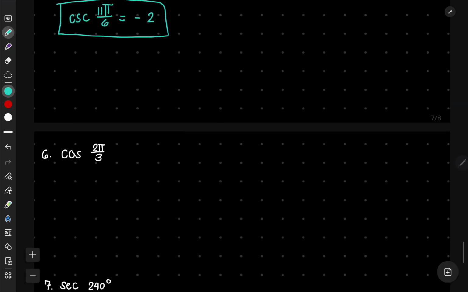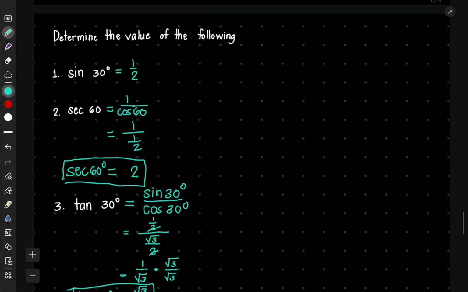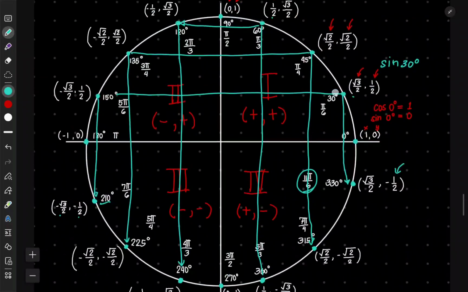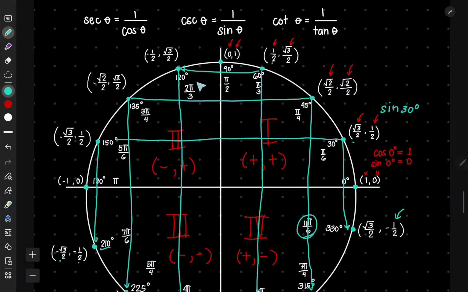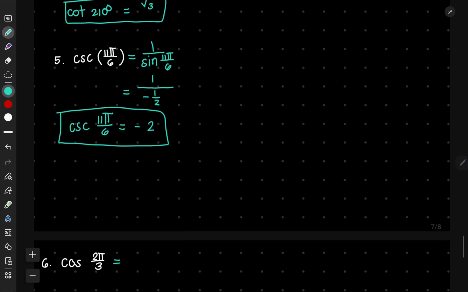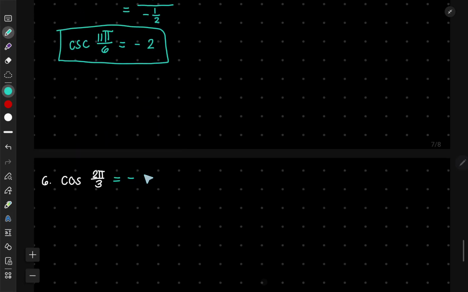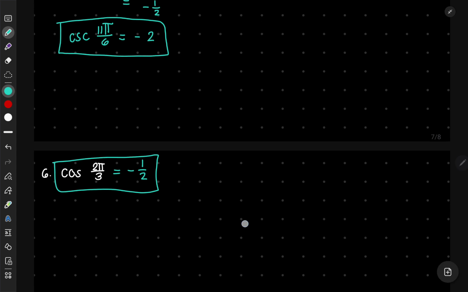So, next example, we have cosine 2 pi over 3. So, 2 pi over 3 is that one. So, that is equal to 120 degrees. And since we are only getting the cosine, that would be the x-coordinate. So, the answer would be equal to negative 1/2. So, this is negative 1/2. And that's the answer.